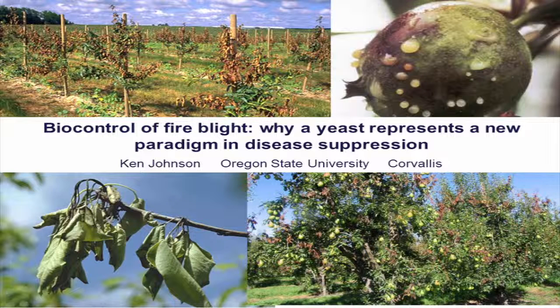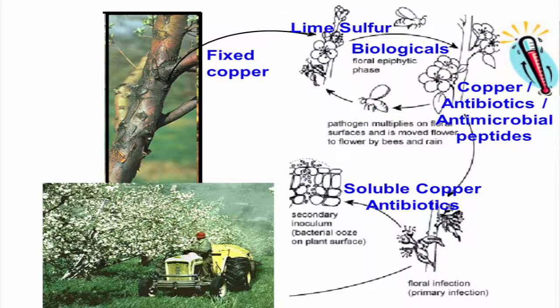So you can see fire blight here, and when it gets to this stage, there's not a lot you can do, and so people are pretty frustrated at this point. Especially in young trees, you can kill them real readily with the fire blight bacterium. And so biocontrol is going to play a part in the future without antibiotics.